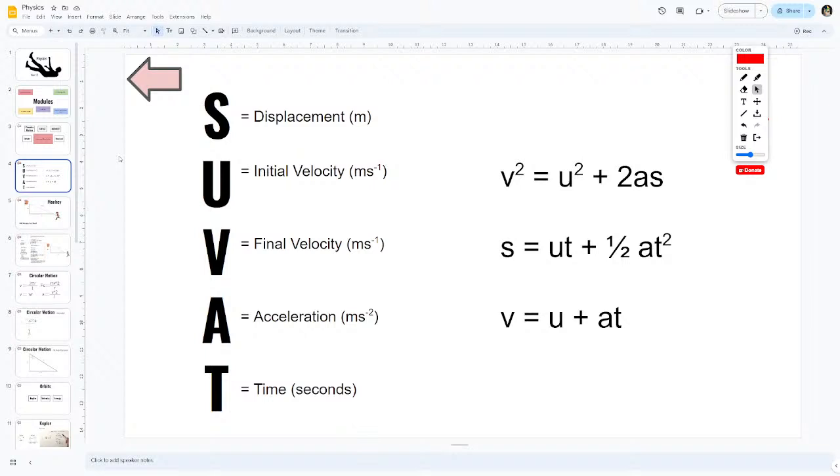Suvat. That's easy to remember. Everyone should know this by now. Suvat equations are on the formula sheet as well.